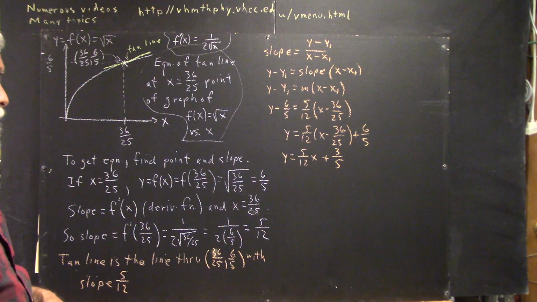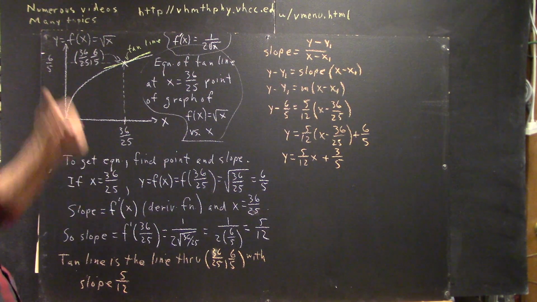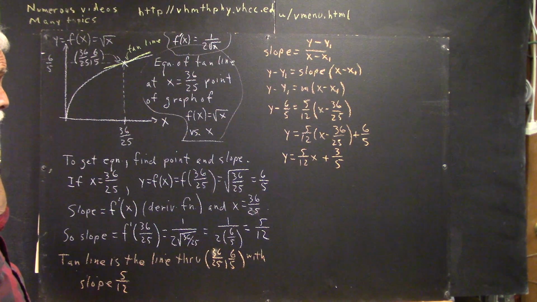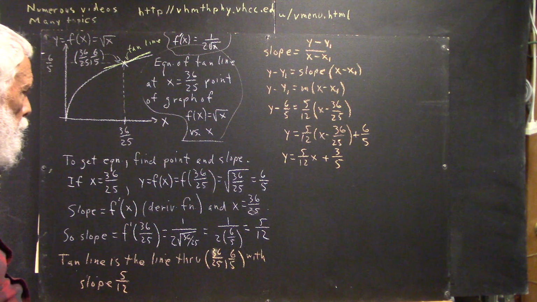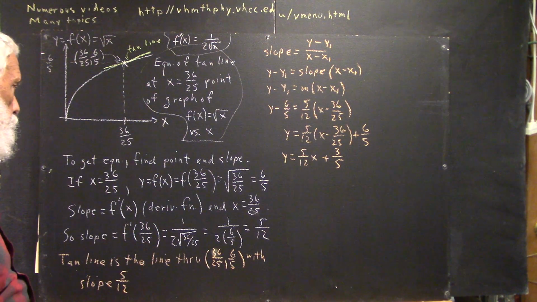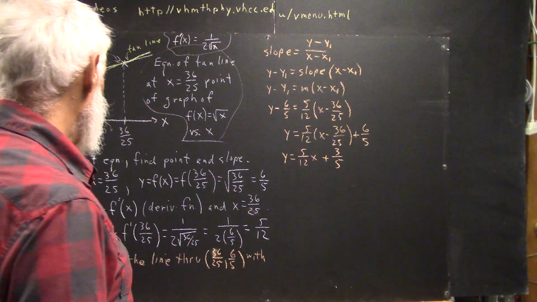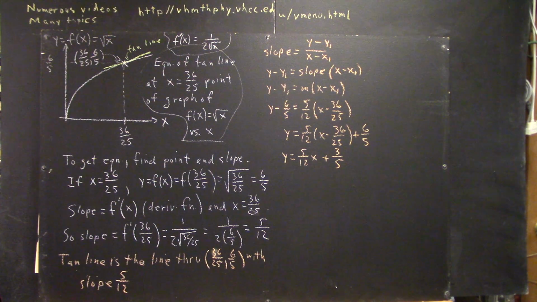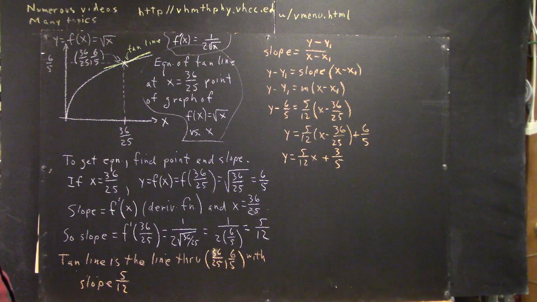Now, one interesting question that we ask about the tangent line is, let's take some value of x that's close to 36 over 25, but not exactly the same. Now, we want something we can take the square root of. So we could use a fraction, you know, we could use 64 over 49 or something. That would be close to 36 over 25. But 36 over 25 is about 1.44.